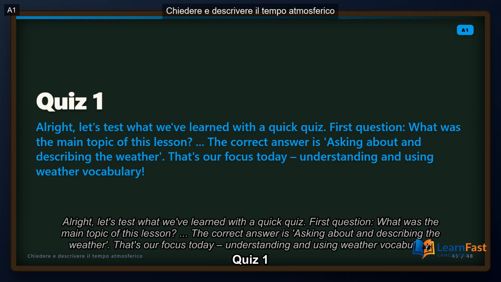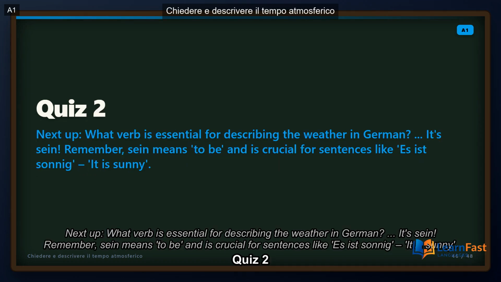First question, what was the main topic of this lesson? The correct answer is asking about and describing the weather. That's our focus today, understanding and using weather vocabulary. Next up, what verb is essential for describing the weather in German? It's "sein"! Remember, "sein" means to be and is crucial for sentences like "es ist sonnig", it is sunny.